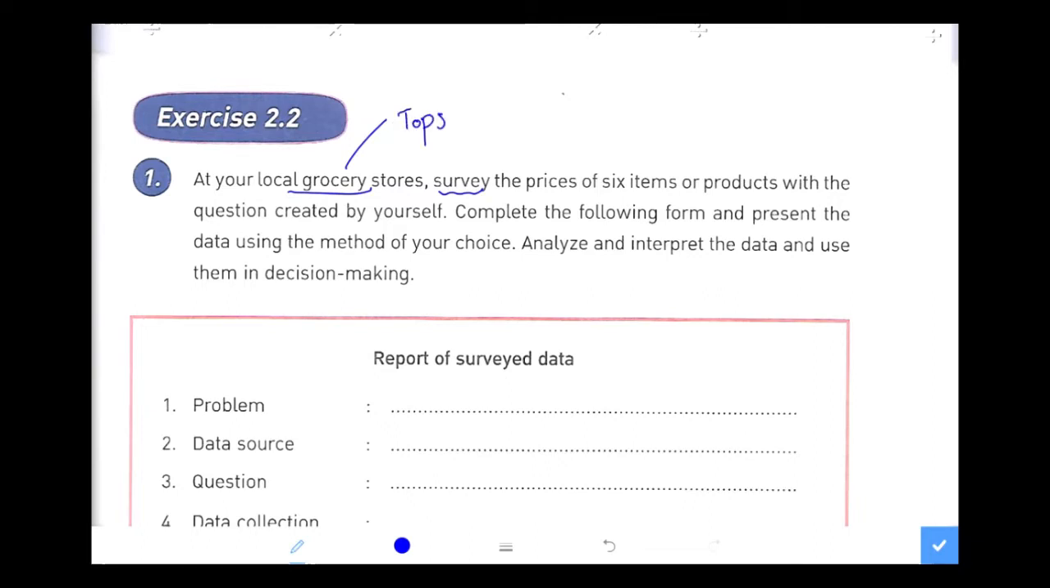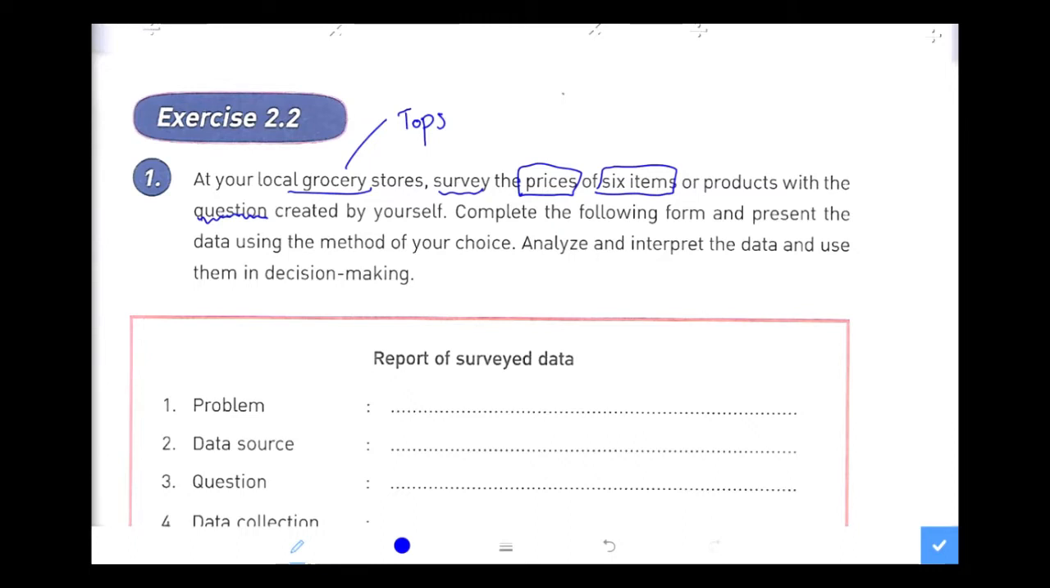So survey the prices of 6 items of products with questions created by yourself. You have to think about the questions that you want to ask. So you compare the prices of 6 items. You have to look at the price tags of 6 items. It's up to you. Maybe you want to look at snacks, maybe instant noodles, or some drinks or whatever.